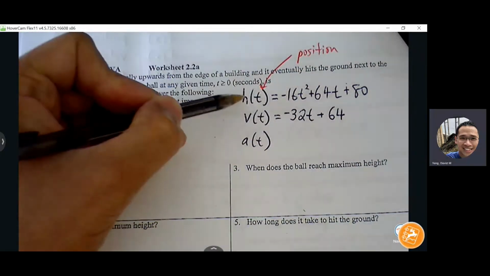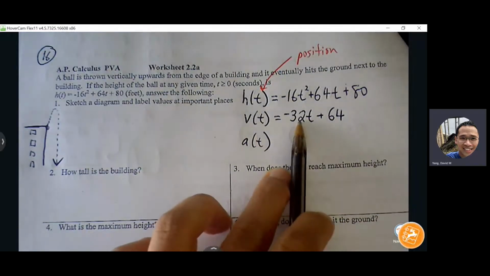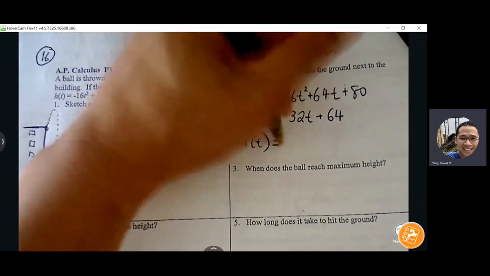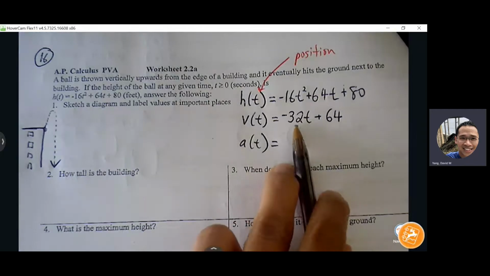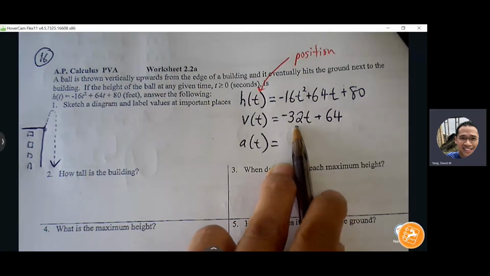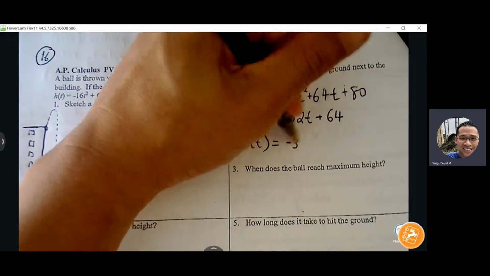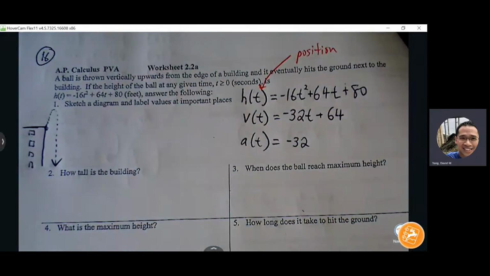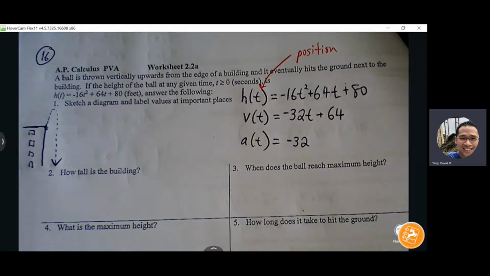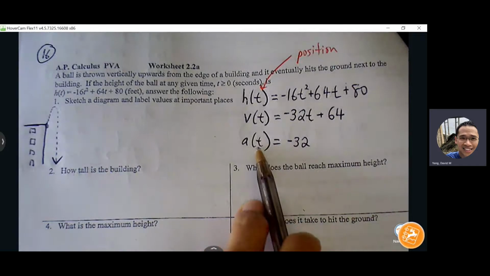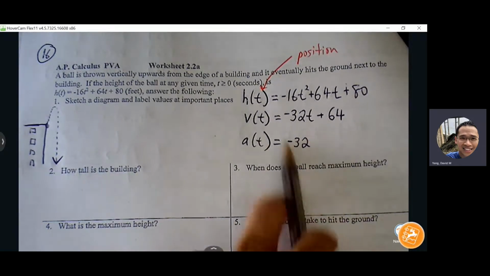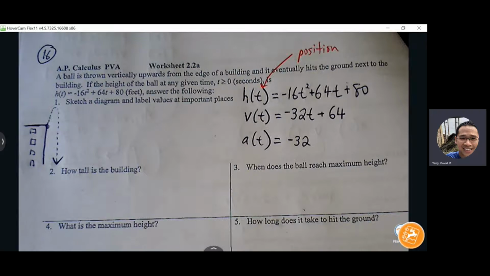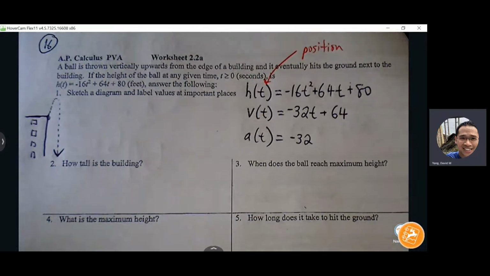So it's the second derivative of height, but it's also the first derivative of velocity. So let's go ahead and find the derivative again. Negative 32t turns into negative 32. And then 64 goes to 0. So that acceleration is the constant acceleration due to gravity. And so that's why it doesn't matter if the t is 2 or 3 or 5, it'll always hold the same acceleration.